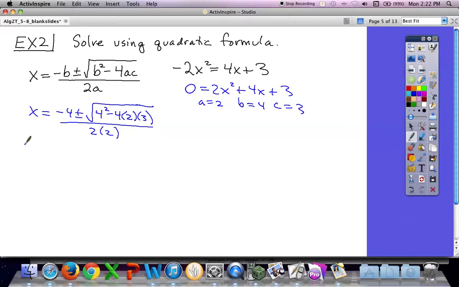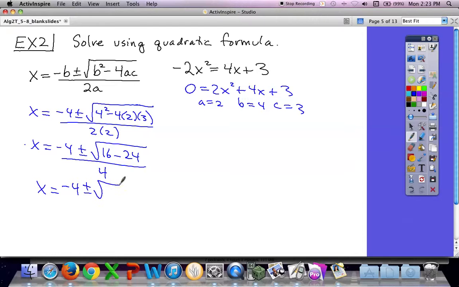Pay attention to the details here: when we divide, that's dividing everything in the numerator, right? This 2 times a divides everything in the numerator. It's not inside the square root, so you can't do any canceling in there. X equals negative 4 plus or minus the square root of 16 minus, what's 4 times 2 times 3? 24, all over 4. So x equals negative 4 plus or minus the square root of negative 8 divided by 4.